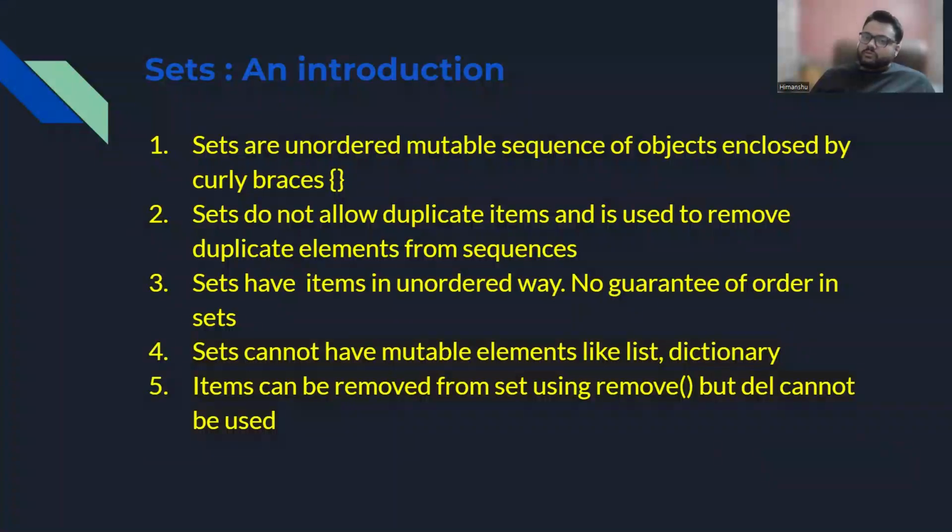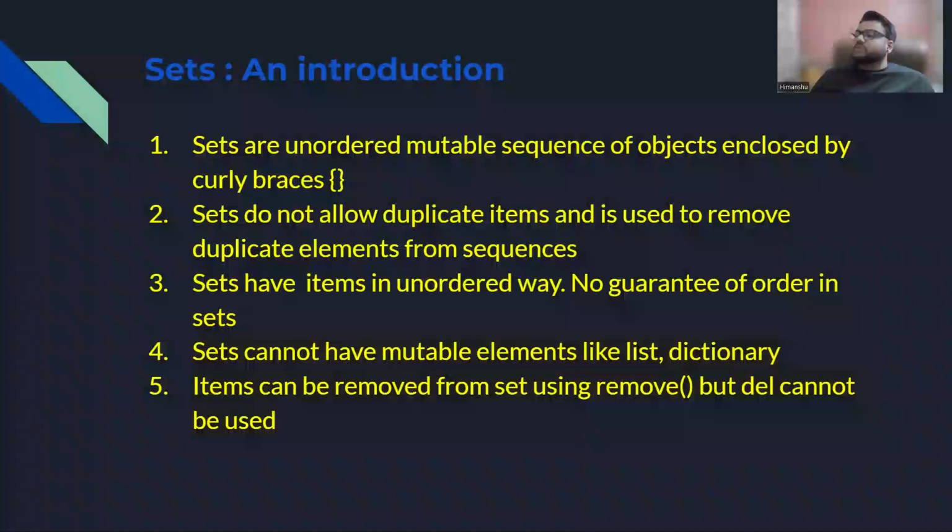Suppose you have a sequence where you know that there might be duplicate elements. What you'll do is put them inside a set, and the set will make sure that there are only unique elements in it. Okay, so this is very helpful. Now, moving on, sets hold items in an unordered way. There's no guarantee of order in sets. So we will look into it while doing our demo.